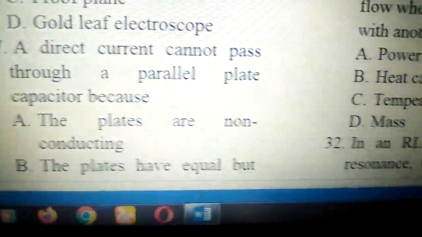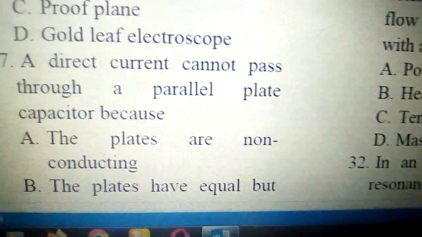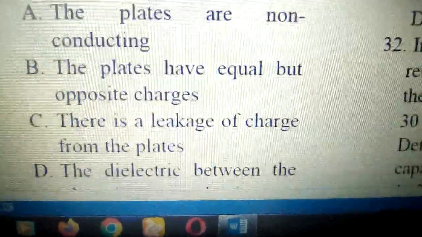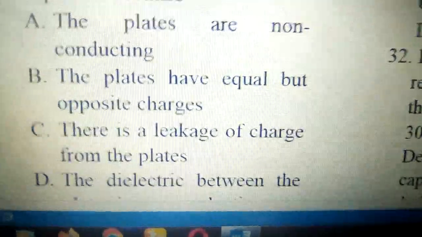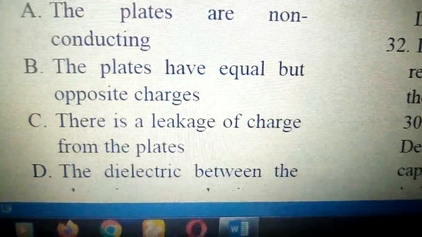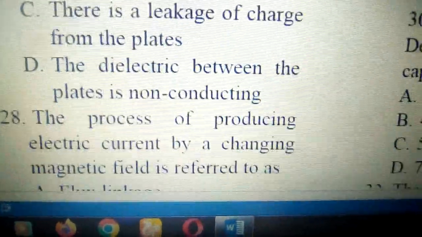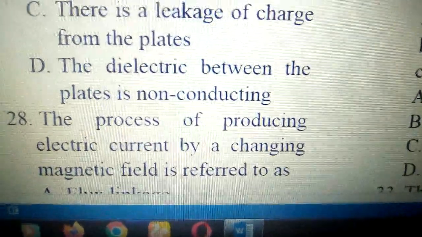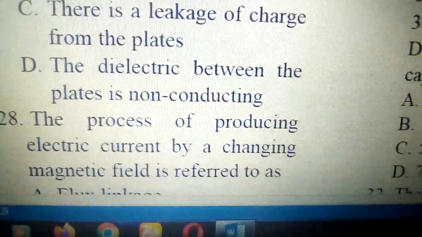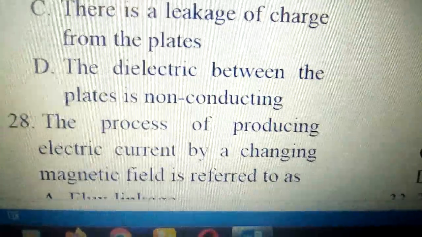Number 27. A direct current cannot pass through a parallel plate capacitor because A, the plates are non-conducting; B, the plates have equal but opposite charges; C, there is leakage of charge from the plates; D, the dielectric between the plates is non-conducting. The answer is D. The dielectric between the plates is non-conducting.